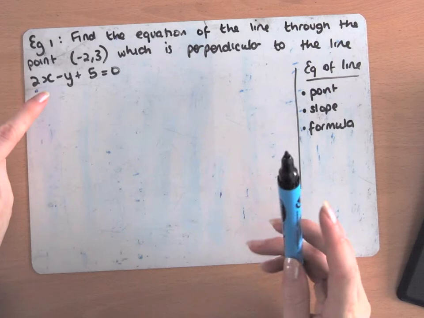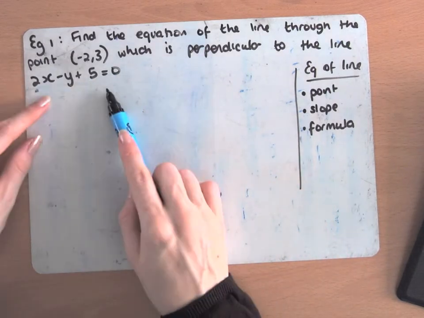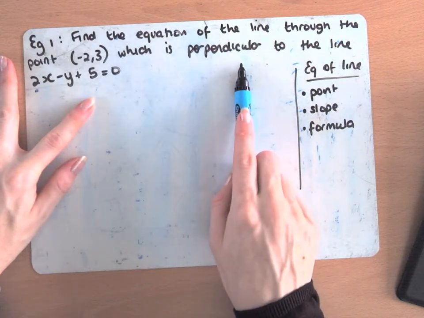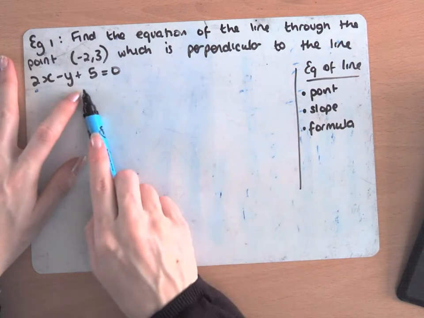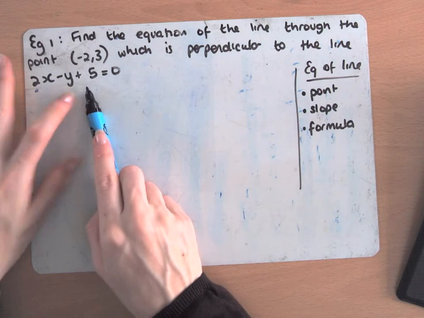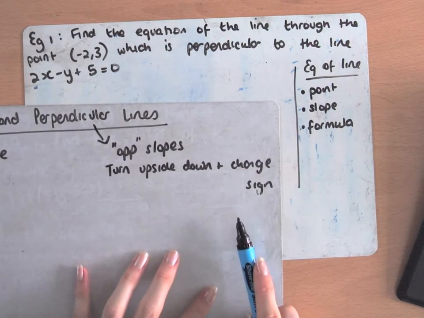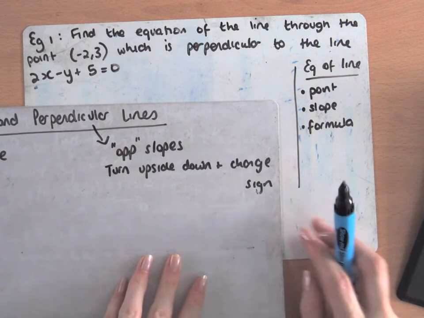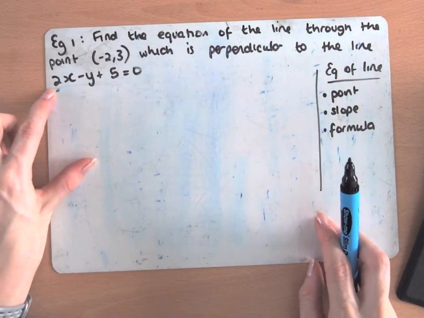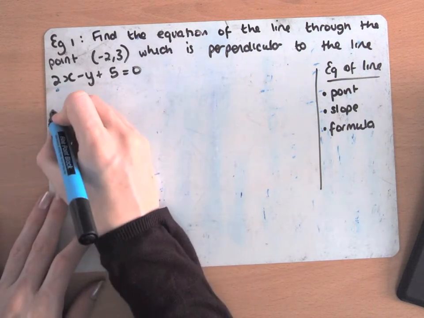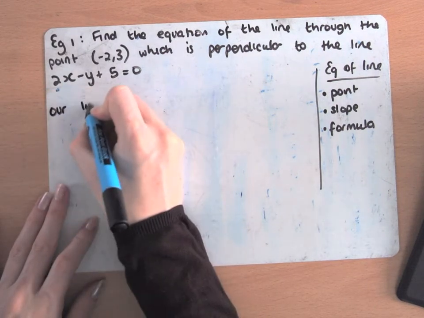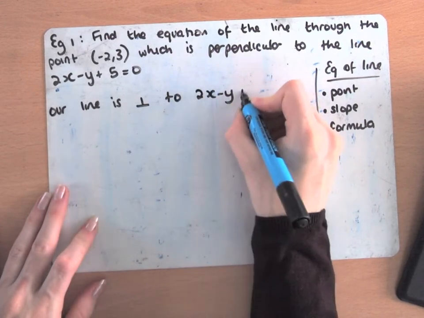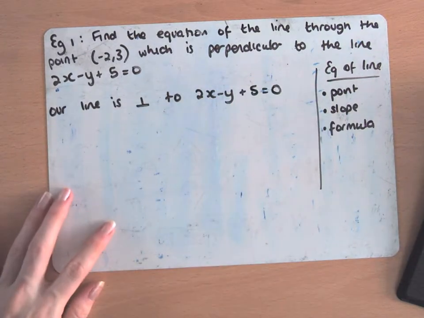We know whatever the slope of this is, we know that our equation of the line is perpendicular to that. Okay? So we need to get the slope of this, and then if it's perpendicular, what do we do to the slope? Turn it upside down and change the sign. Is everyone alright with that? Okay, so we know that our line is perpendicular to 2x minus y plus 5 equals 0. That's something we know.